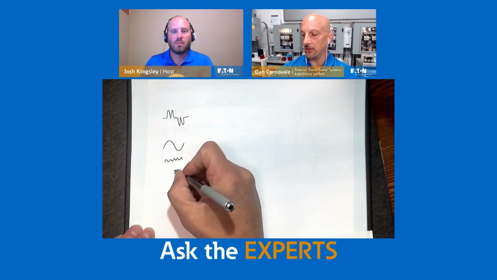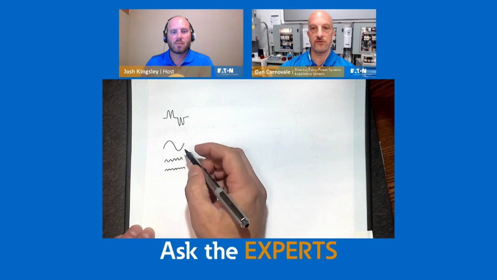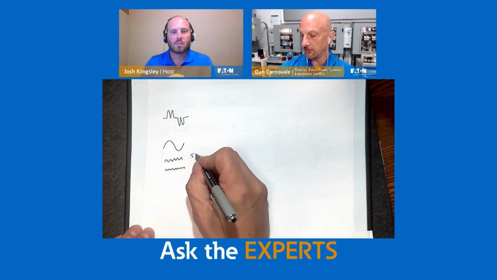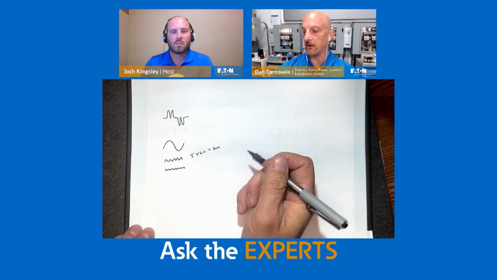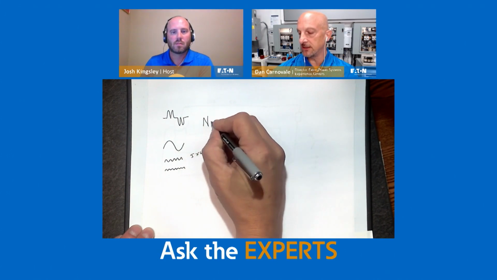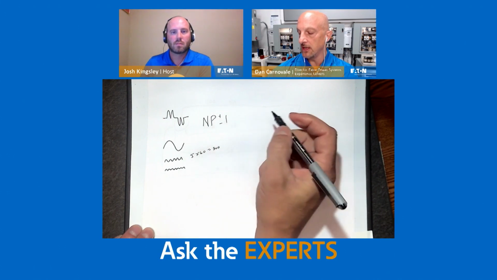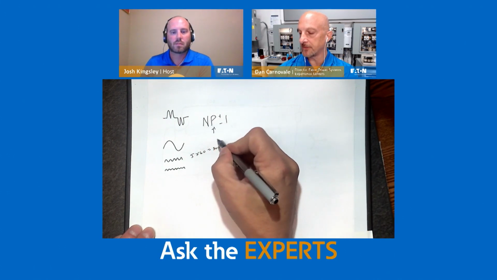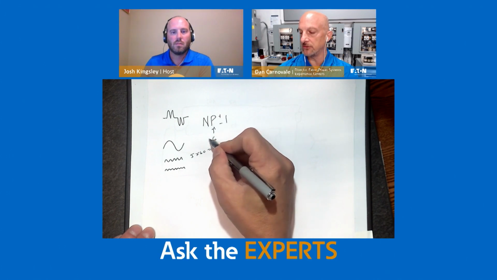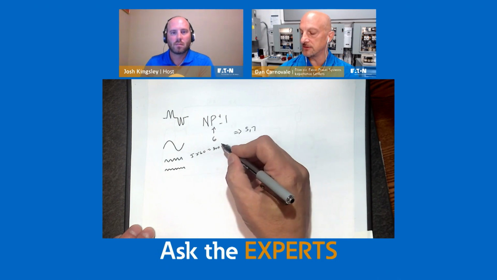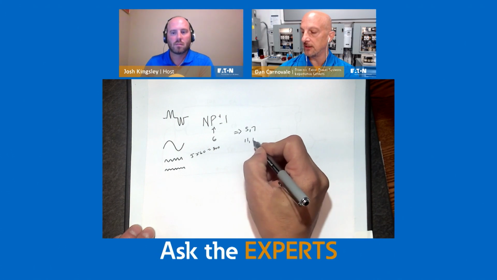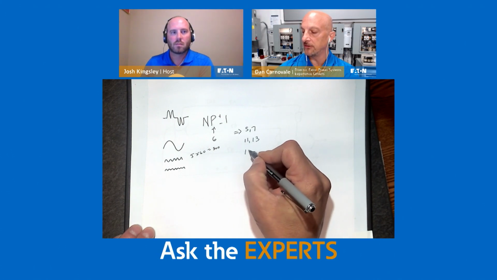So it might have a fifth harmonic and it might have a seventh harmonic. And you say, well, how do you know which frequencies those are? So the fifth harmonic is 5 times 60, or 300 Hertz. How do you know what that waveform would have? There's a nice, easy calculation here. It's n times p plus or minus 1. When we have six pulse drives, p is 6. n is just an integer: 1, 2, 3, 4, 5. So it's 1 times 6 plus or minus 1, which gives us the fifth and seventh, and then 2 times 6 plus or minus 1, which gives us the 11th and 13th, and 3 times 6 plus or minus 1, so the 17th and 19th.